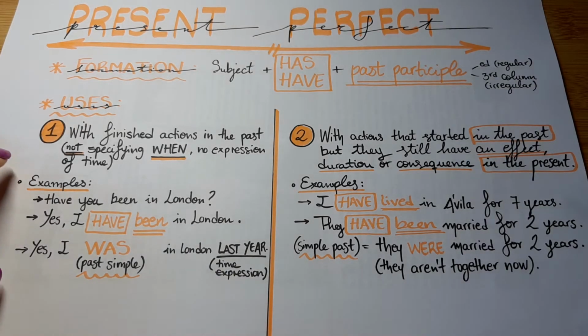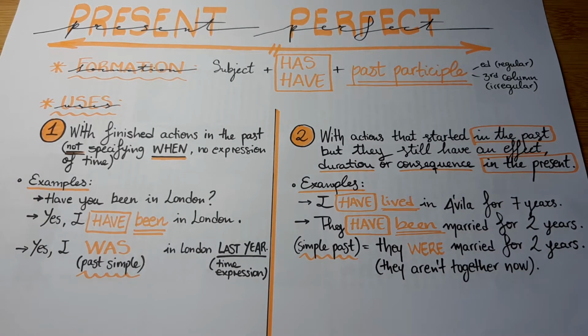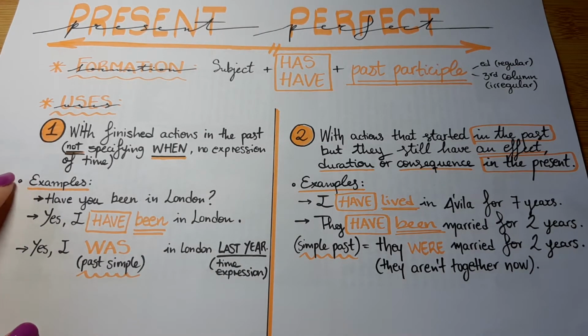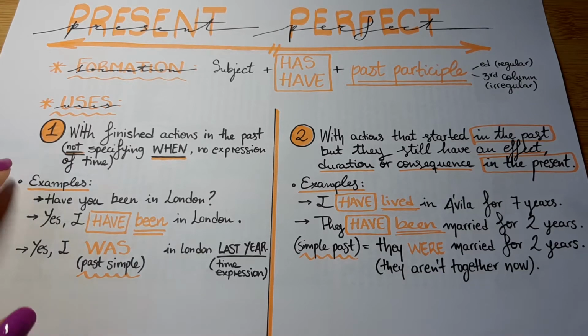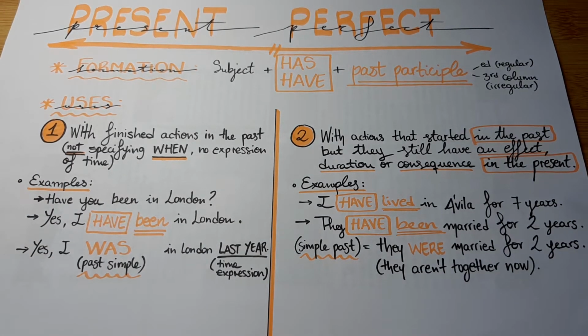First of all, we need to take into account that we will use it in two different situations. Think about situations, okay? Not in translations into Spanish, but in cases or expressing the situations. The first case in which we use this kind of tense is with finished actions in the past, but if you remember, we have seen that finished actions in the past are also expressed with past simple.